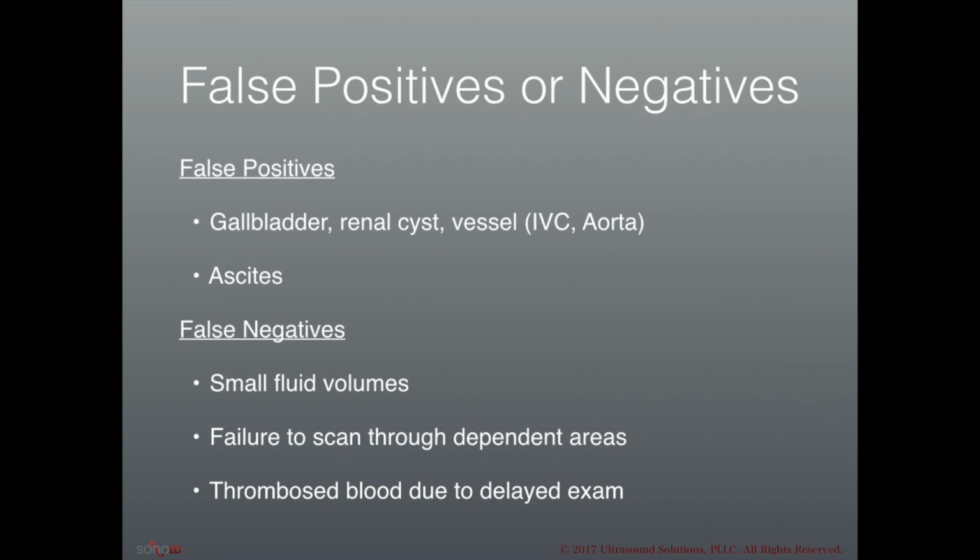A couple potential false negatives of the FAST exam would be a small volume of fluid that is too small to see on ultrasound, or perhaps failure of the operator to scan completely through the dependent areas. If the injury is subacute and the blood is thrombosed, this will also be more challenging to pick up on ultrasound, because the blood will be clotted and echogenic instead of black and anechoic.